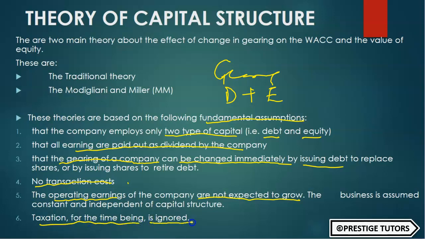Taxation for the time being is ignored. Can you also ignore taxation? It's not possible. But these are just the assumptions. And you know, in the real sense, others have also come up with other theories. They have also come up to say no, in the real sense, taxation cannot be ignored. Operating earnings can never be said to be static. They must change. They must grow, because there is need for growth, and you don't pay everything as dividend. So they have also come up to counter every one of these assumptions.